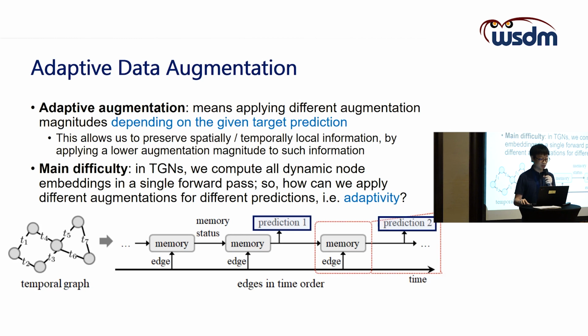So a lower magnitude should be applied to these close nodes over here, these two nodes here, and a greater data augmentation magnitude should be applied to these further away nodes at the extreme left. That's because we want to preserve the very informative information. The same is true for the temporal case. We want to apply a lesser data augmentation magnitude to the more recent edges like T7 and a greater data augmentation magnitude to these older edges at T5.